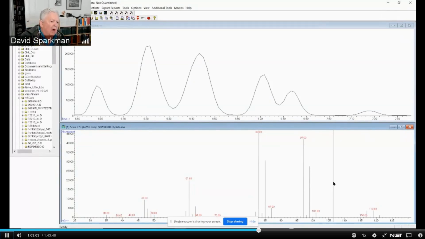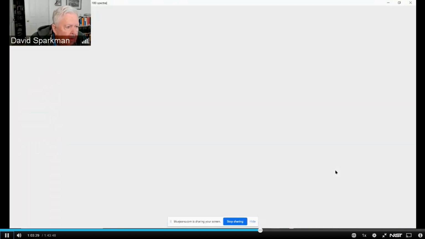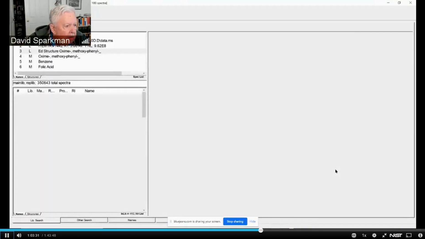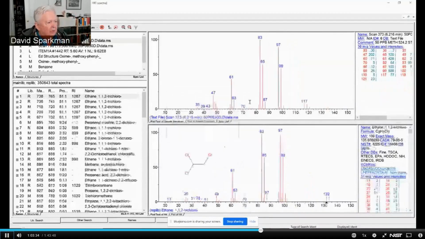So he said, "I'll do the next best thing. I'll do a library search." So in the Agilent software, at that time it was HP software, you could double click on the mass spectrum and you sent the spectrum to the NIST Search program.